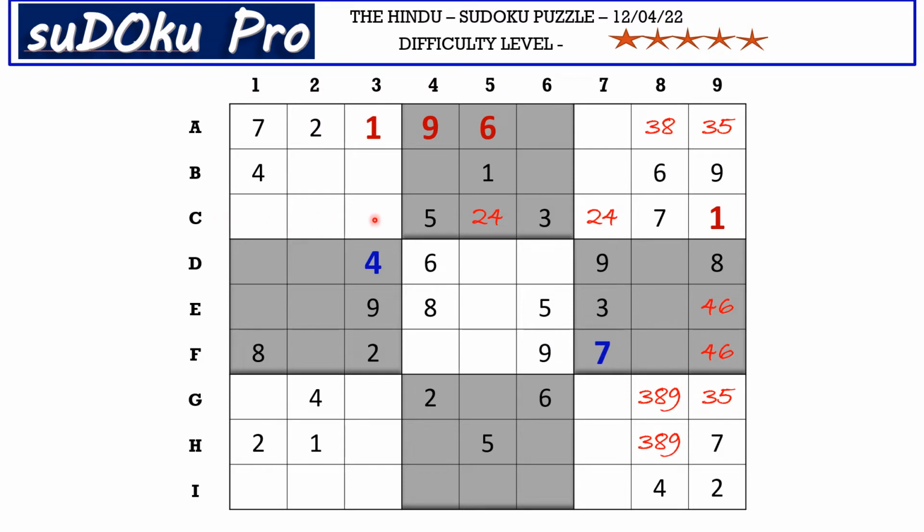Now in C row there are only 3 empty cells and the missing numbers are 6, 8 and 9. There is an 8 here, so let's mark C1 with 6, 9. That means the 6, 8, 9 triplet actually goes in these three cells. Now there is a 9 here, so 6, 8 goes here, and this cell, that is C2, can take 6 or 8 or 9. Now in block 1 there are only 2 empty cells and the missing numbers are 3 and 5. So let's mark it with the 3 5 pair.